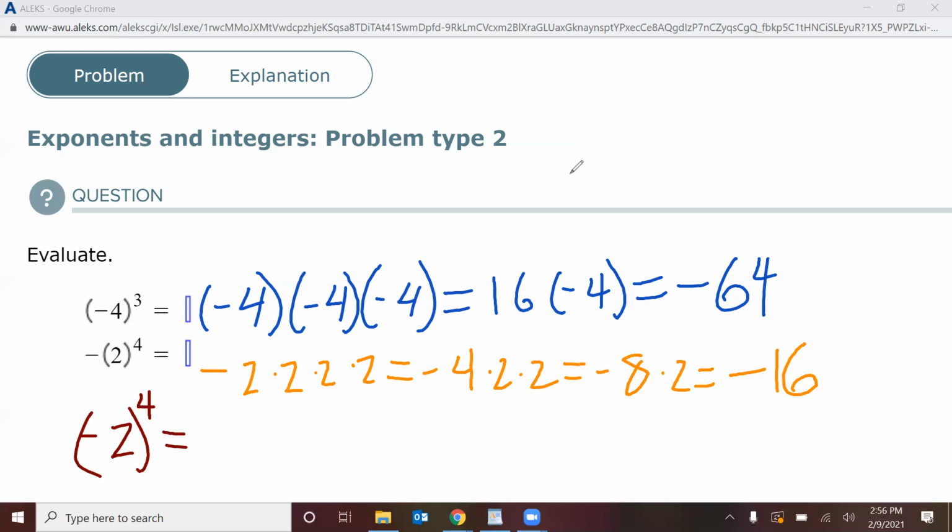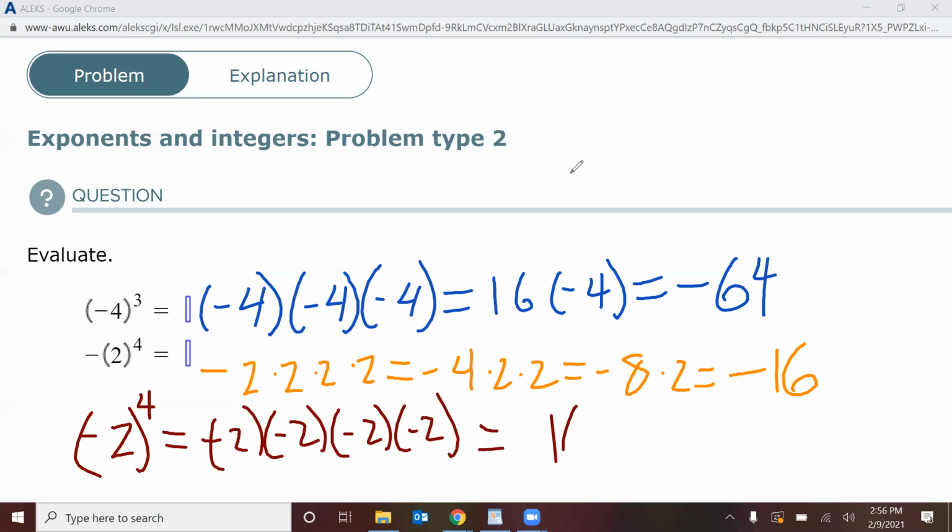On this problem, with the negative sign inside the parentheses, we would get negative 2 times negative 2 times negative 2 times negative 2, which turns out to be positive 16. So that's how it works.